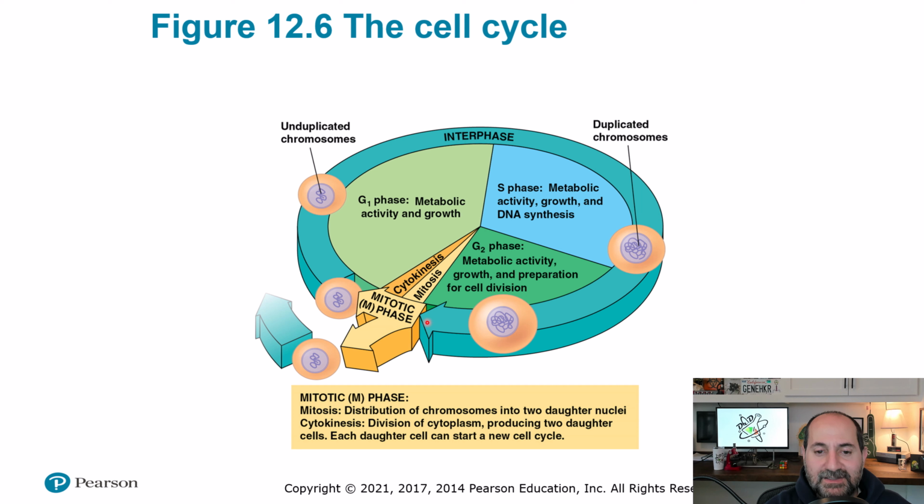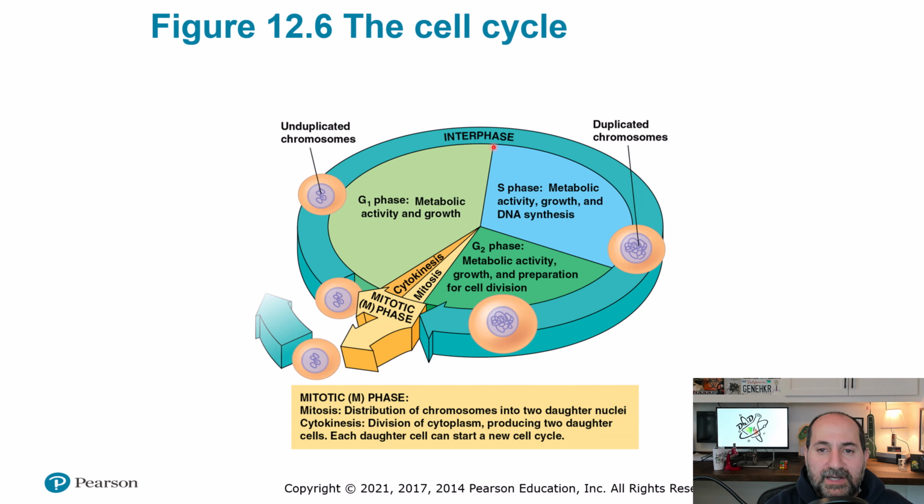And remember, that takes up about 90% of the cell cycle. At first, you have G1 phase, or the first gap. During G1 phase, you need to know that the cell is growing. There's metabolic activity. The cell is growing.